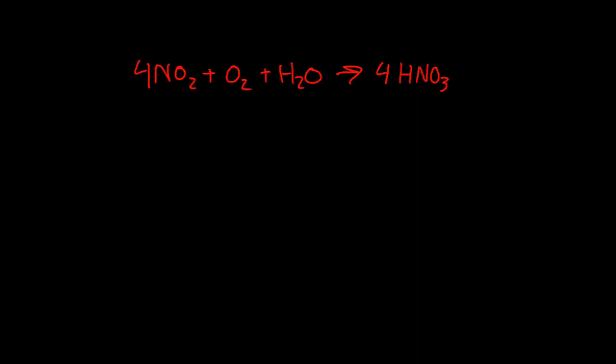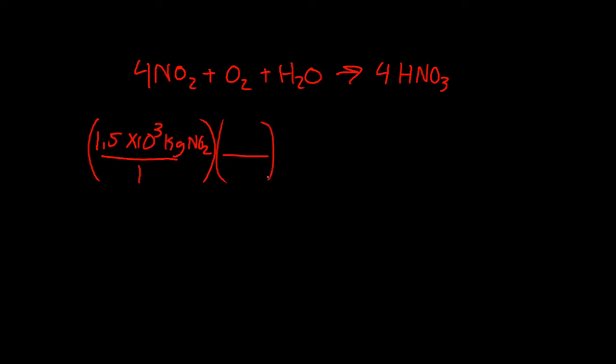So let's go ahead and do that. The value that we had here was 1.5 times 10 to the third kilograms of NO2. I'm going to go ahead and convert that to grams first, because I need it in grams to convert it to moles, because the molar mass is in grams per mole. So for every 1 kilogram, I have 1,000 grams.